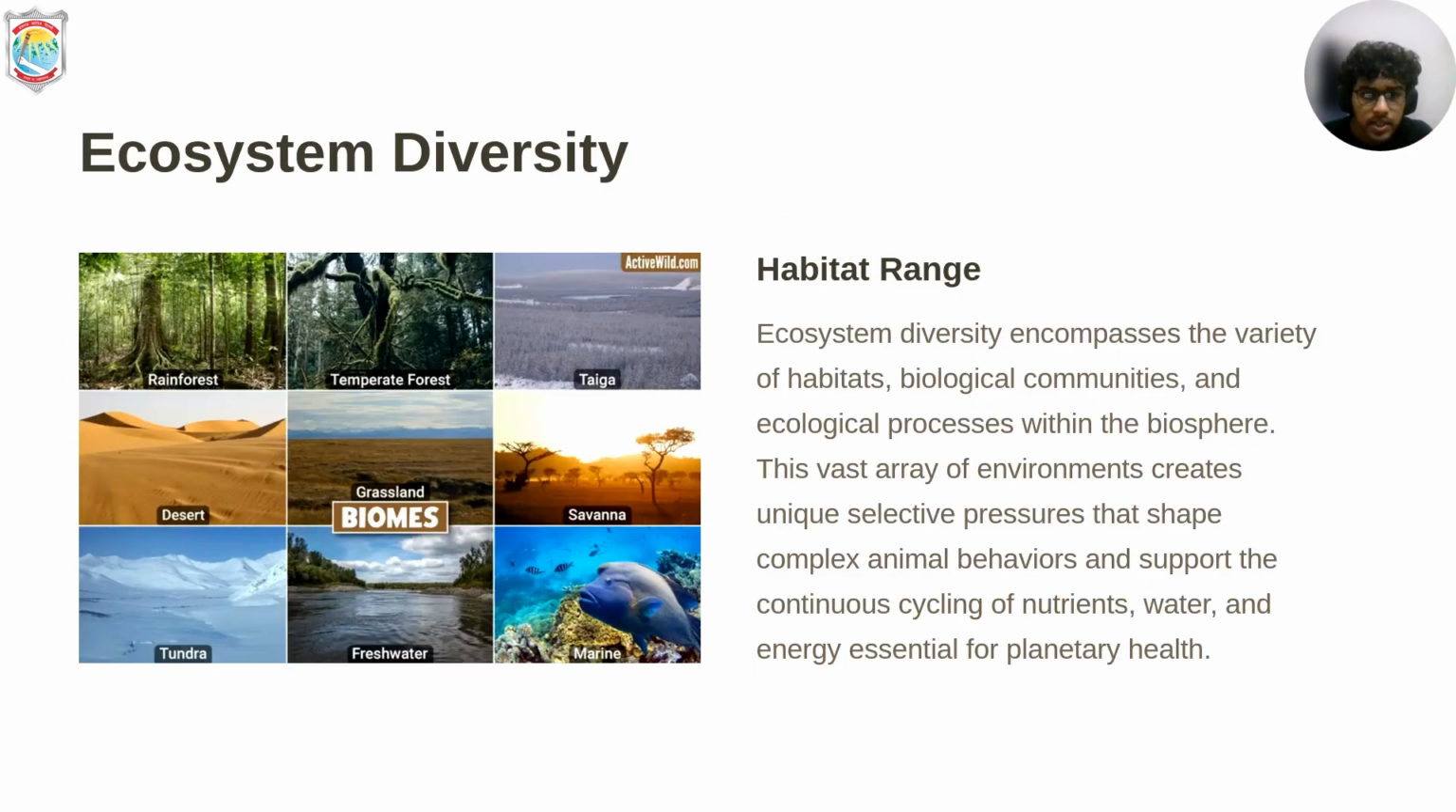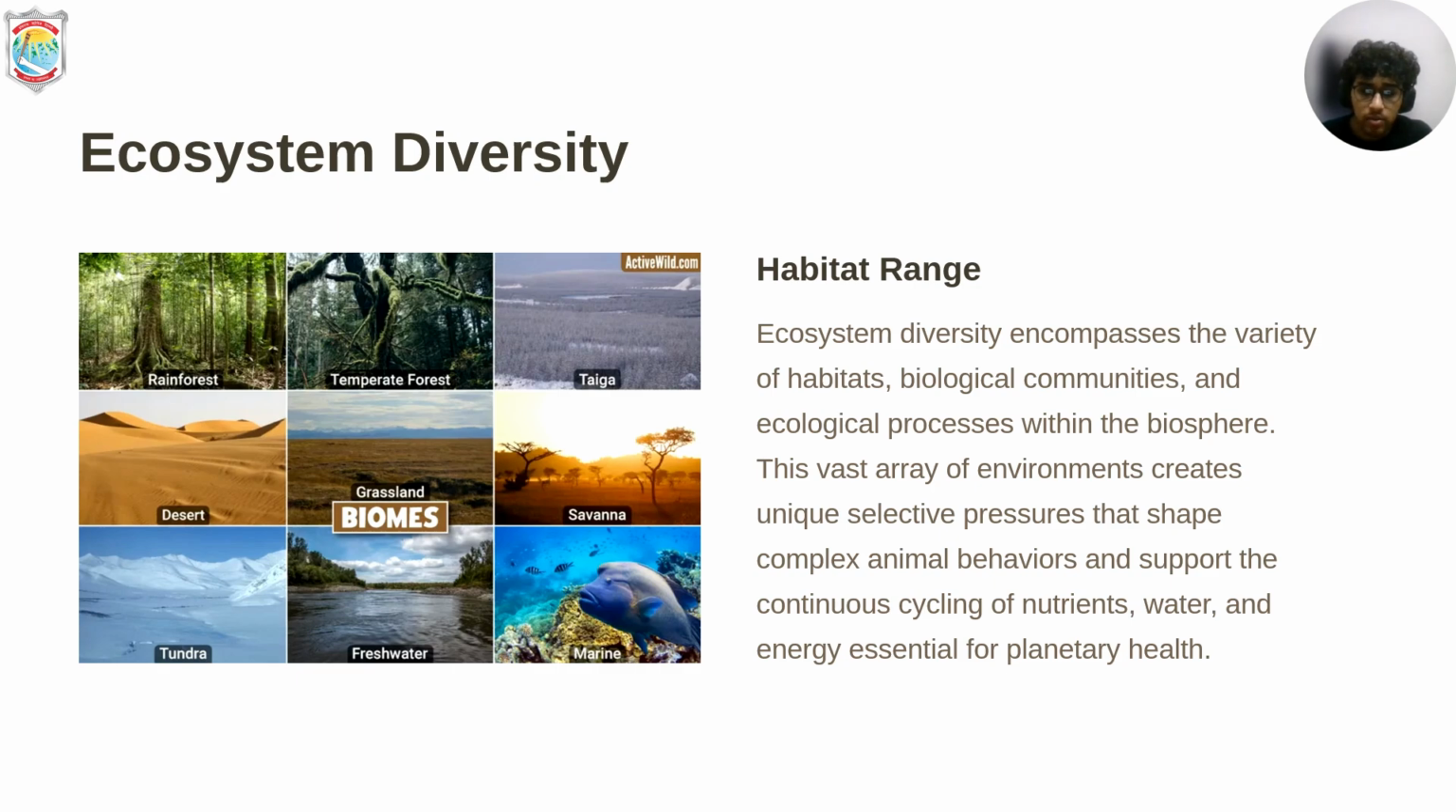The third component is ecosystem diversity. This encompasses the incredible variety of habitats, biological communities, and ecological processes within the biosphere. The vast array of environments creates unique selective pressures that ultimately shape complex animal behaviors. Furthermore, ecosystem diversity supports the continuous cycling of nutrients, water, and energy, which is essential for planetary health.